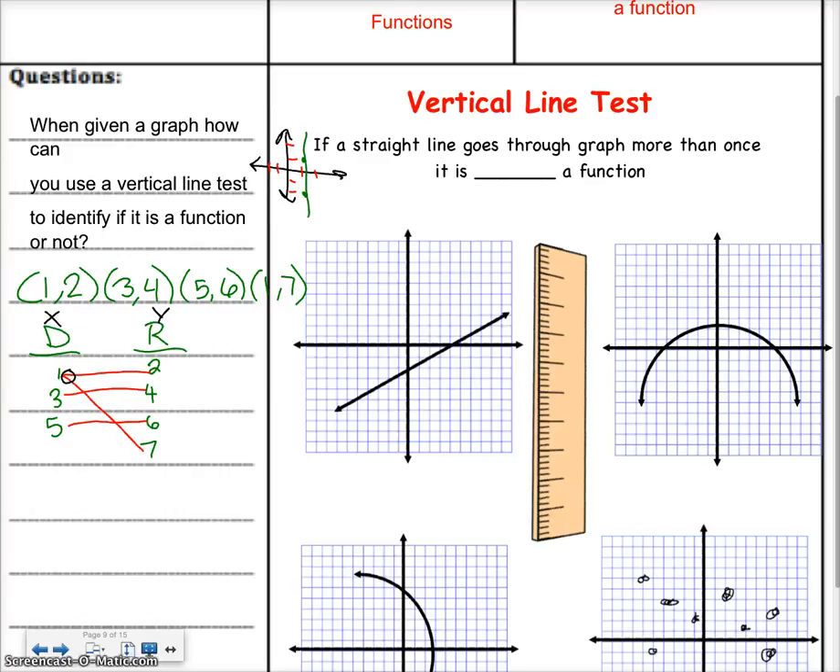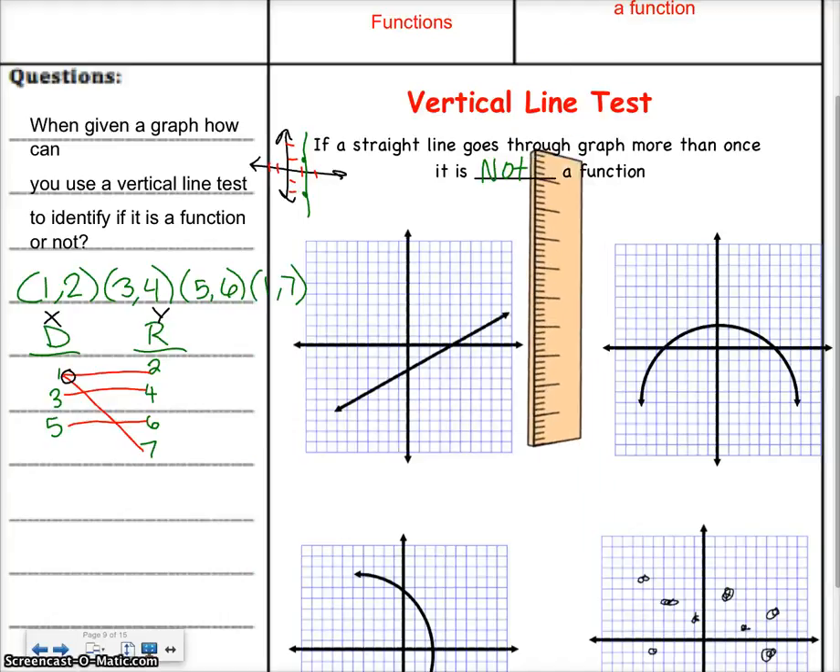We can identify, given a graph, if it's a function or not by the vertical line test. If a straight line goes through a graph more than once, it's not a function. That contradicts that each x should have one y, and that's where all of this is coming from. Each x should have one y. If it has two y's, then there's no way it's a function.